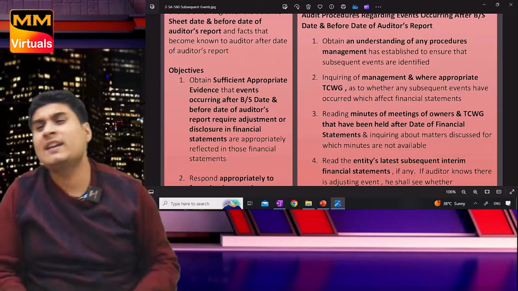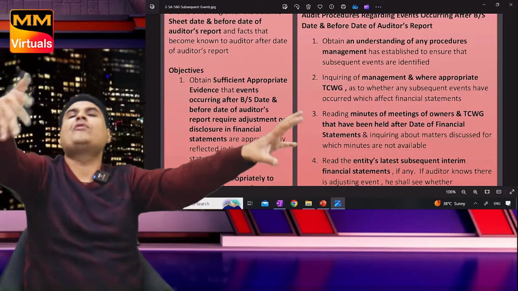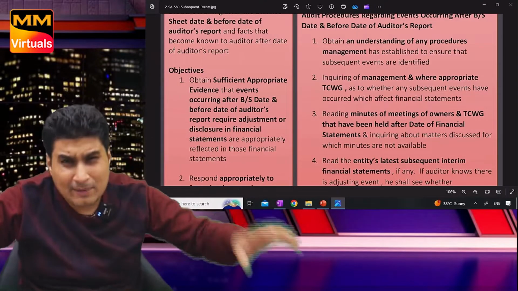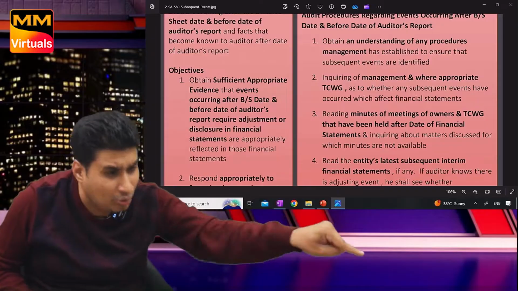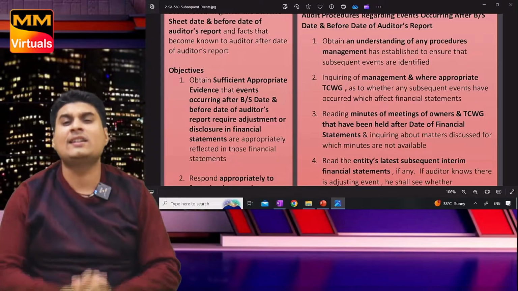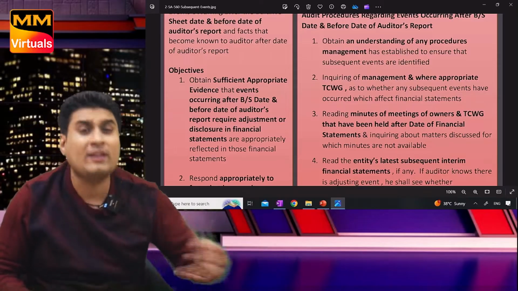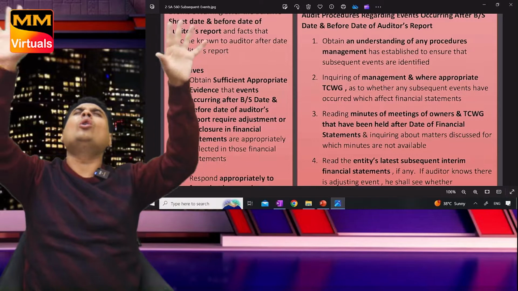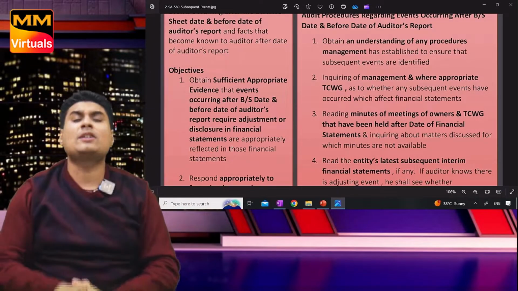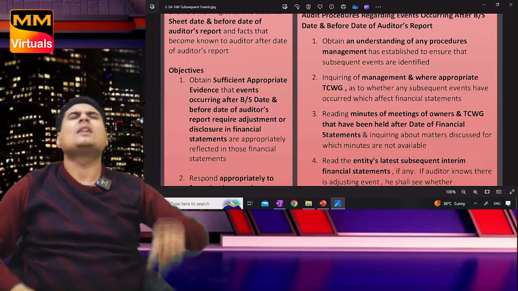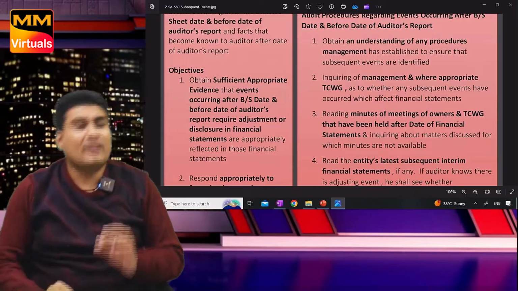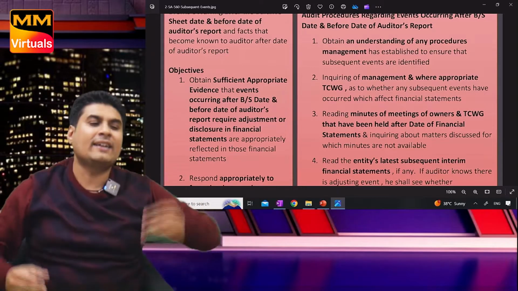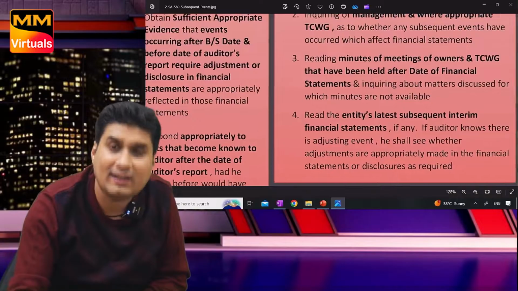What are the audit procedures regarding events occurring after the balance sheet date, before the date of the auditor's report? Number one, inquire from management and TCWG whether they have any procedure for subsequent events. If they tell you this procedure is there, inquire with management and TCWG whether they have identified any subsequent event and how they are adjusted. Third, read the minutes of the meeting of owner and TCWG after the date of the balance sheet and inquire about matters for which minutes are not available. Fourth, read the entity's latest interim financial statement and see whether any matter that requires adjustment or disclosure is properly done. I hope it's easy.